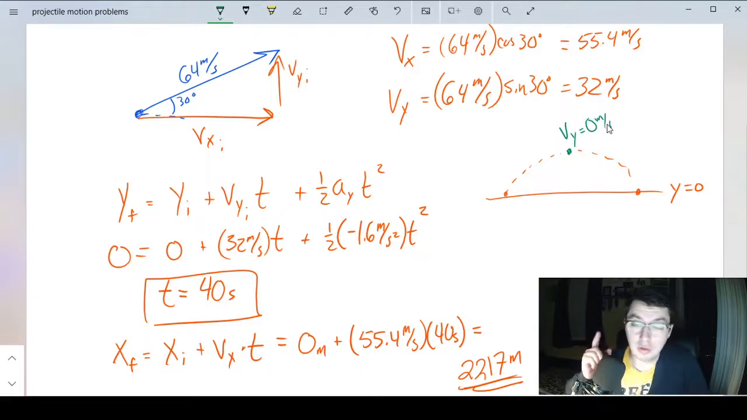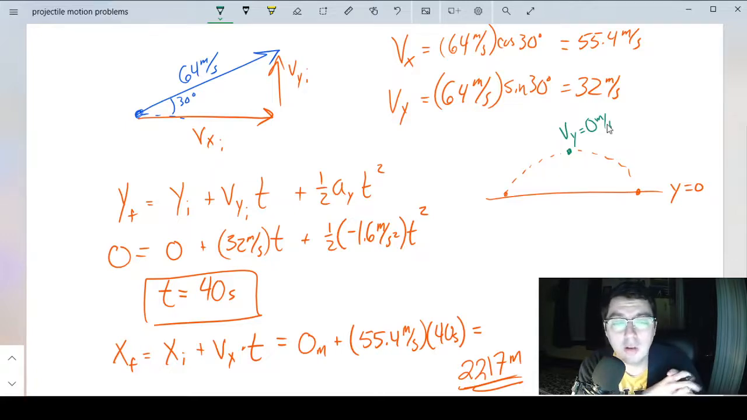It is true that for this trajectory, this path, when I start at the ground and end at the ground, there is a symmetry about that top point. So I could find the time it takes to get to the top and then double it, and that would be my time. You can go ahead and do that calculation. If you use a different equation where we put y final as 0 and the acceleration as negative 1.6, you can calculate that the time it takes to get to the top is 20 seconds.